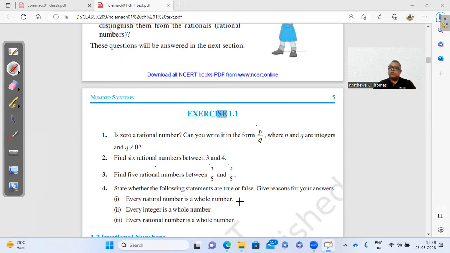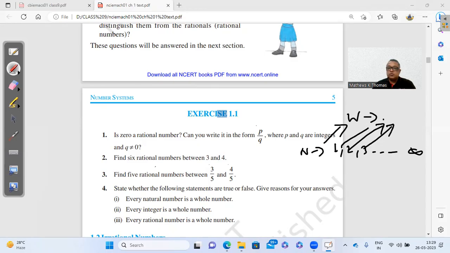Every natural number is a whole number. So I'm talking about natural numbers. We already revised that natural numbers are starting from 1 to infinity. All these are whole numbers. That is true because 1 is a natural number, it's also a whole number. 2 is a whole number. 3 is a whole number. So whatever numbers you're taking from this series, everything will be whole numbers. All natural numbers are whole numbers will be a true statement because natural numbers start from 1 and end at infinity, and all the numbers in this collection also belong to the collection of whole numbers.